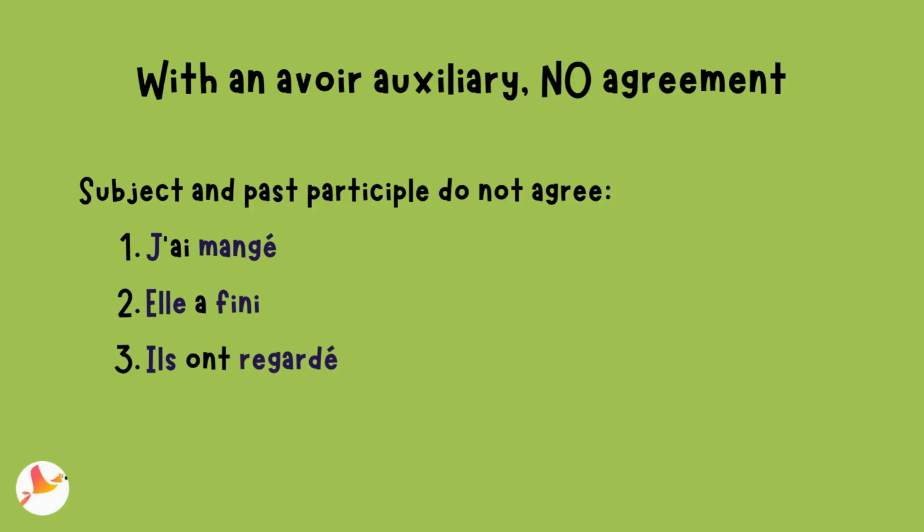Now, there is an exception, and we're going to touch on that a little later. But right now, in general, this is the rule. If the auxiliary is avoir, you do not change your past participle so that it agrees with the gender and number of the subject.